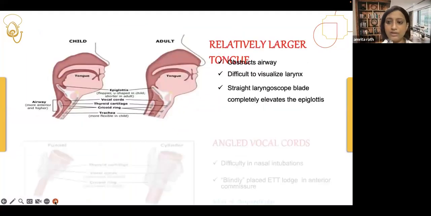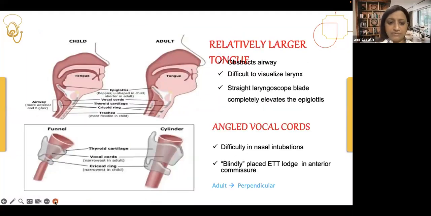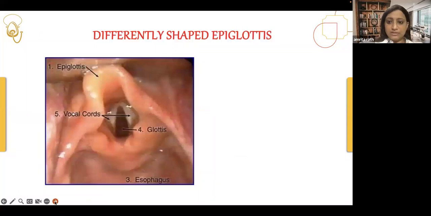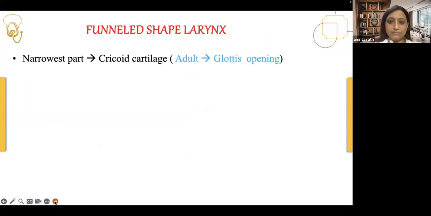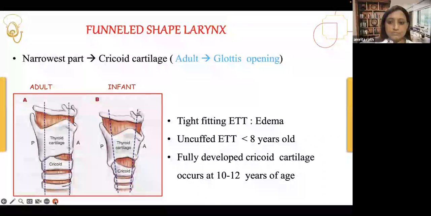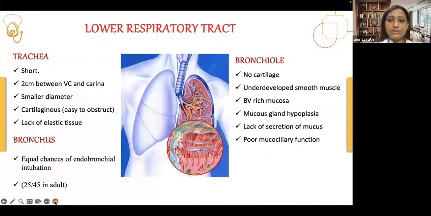So this I have already discussed. Next comes the trachea, it is short, this I've already mentioned.